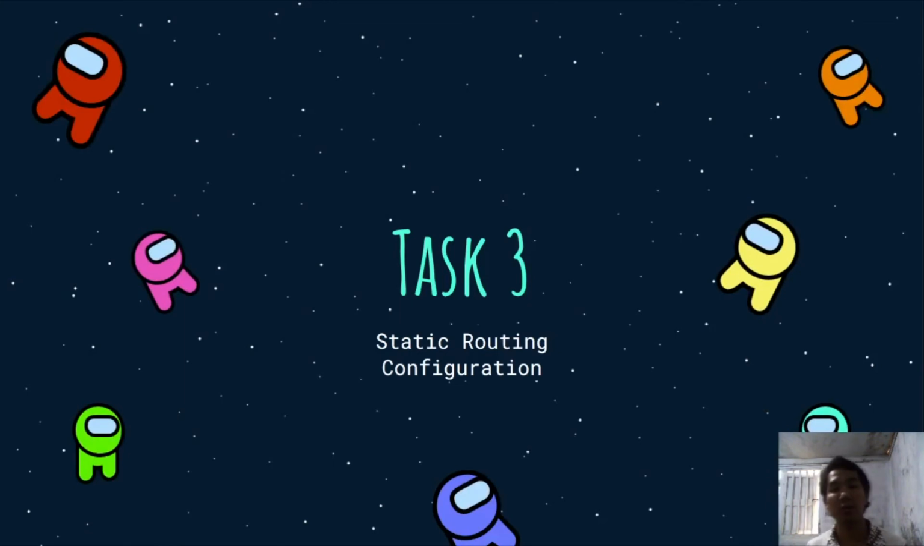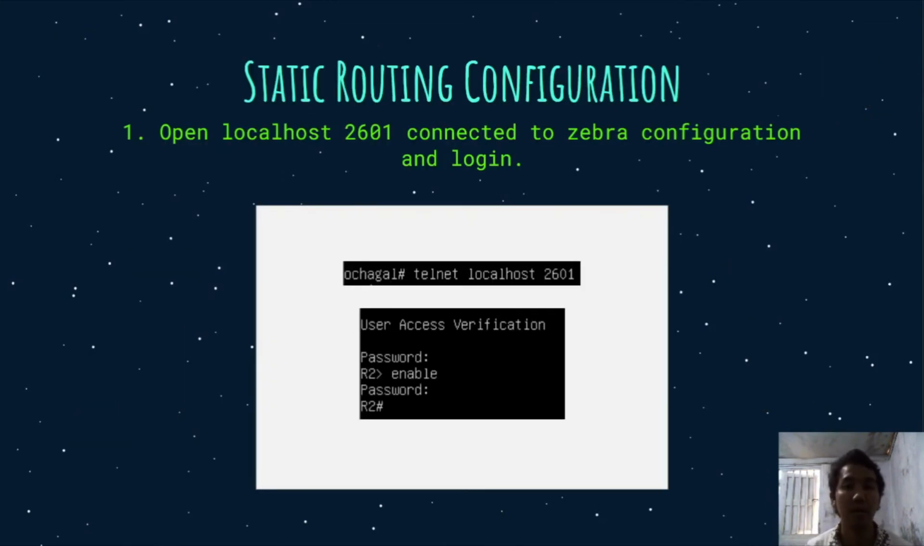Task 3, static routing configuration. First, open localhost 2601 connected to Zebra configuration and login. You can use the telnet command, and the password is Zebra.